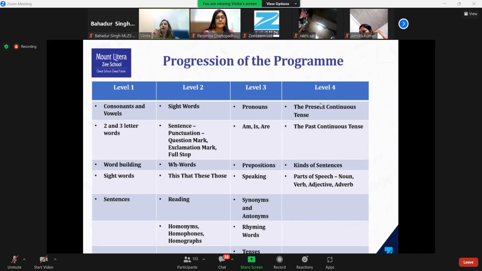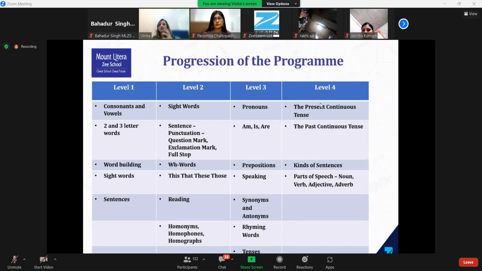Now, keep this in mind, everyone, that level is different from grade. It is not grade specific. It is level specific. So do not confuse yourselves thinking that my level 1 is equivalent to my grade 1 students. No. Let's be clear about that.